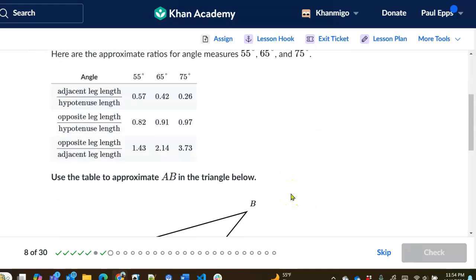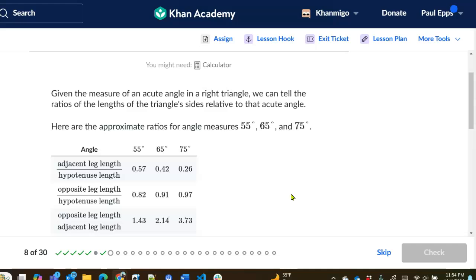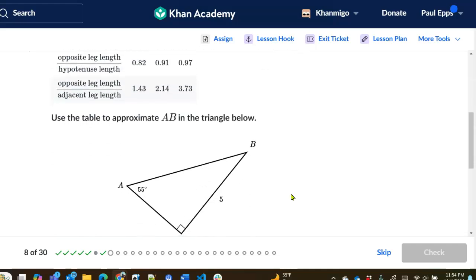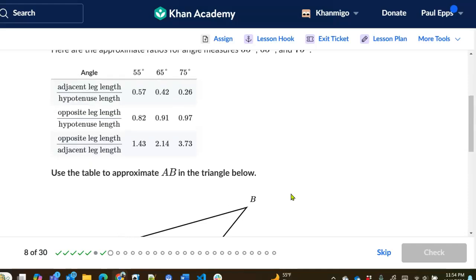All right, given the measure of an acute angle in a right triangle, we can tell the ratio of the lengths of the triangle side relative to the acute angle. Here are the approximate ratios for measures 55, 65, 75. Use the table to approximate A, B in the triangle below. All right.